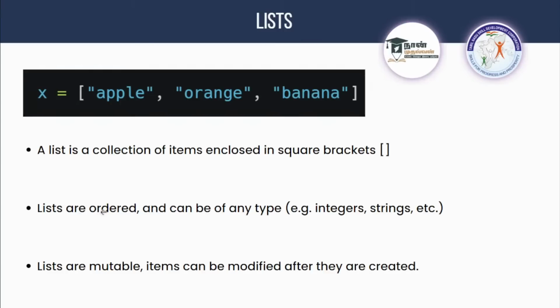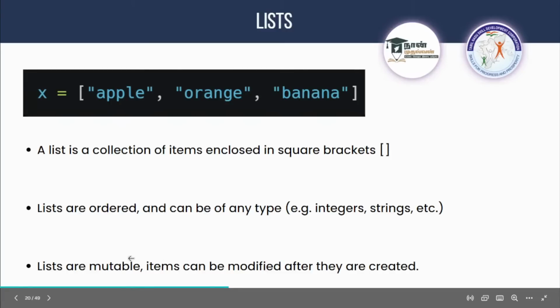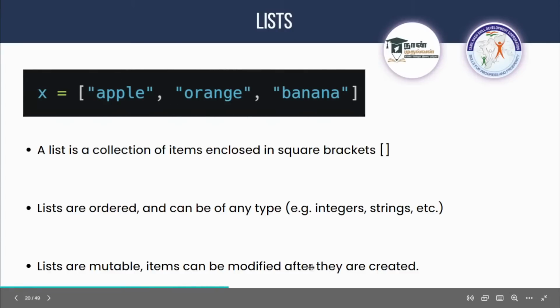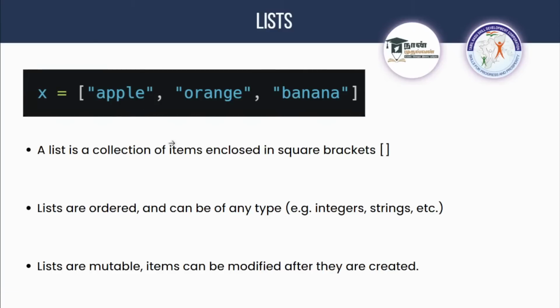And lists are ordered, which means whatever the order you are storing, it will be in that order, and it can store any data type, which means in a single list, you can store an integer or a string. And the next thing is lists are mutable. Mutable means you can change, you can alter this once you create it. Items can be modified after they are created. So that's what a list is. And see here, I am storing apple, orange and banana.